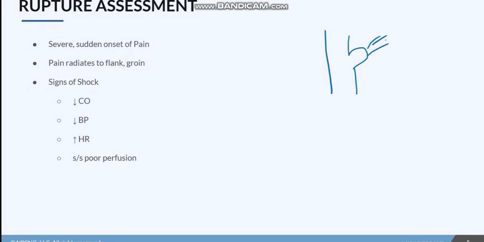So remember, this aorta is under super high pressure. There's a tremendous amount of volume in here. If this thing ruptures, this patient's going to be in big trouble and could bleed out very quickly. So they would actually need to go to the OR immediately.